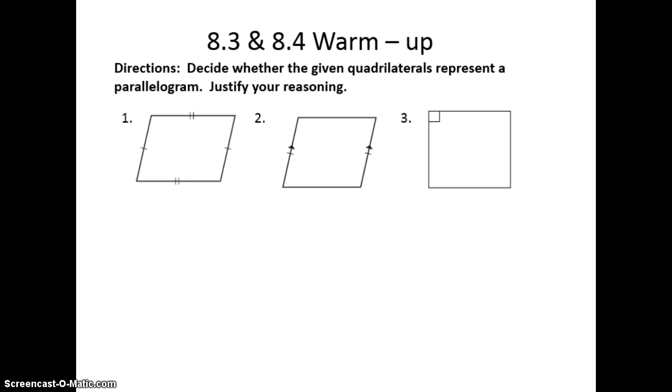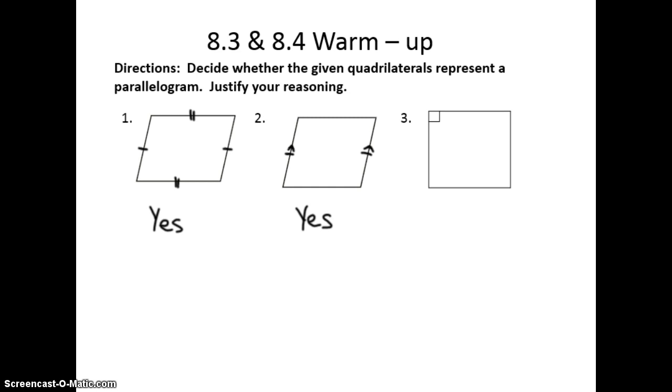Number one, we can see that opposite sides are congruent. And if opposite sides are congruent, then we know that we have a parallelogram. On number two, I have one pair of opposite sides that is congruent and also parallel. And this is theorem 8.9 in your book on page 523 that says if I have this, then yes, this is a parallelogram.